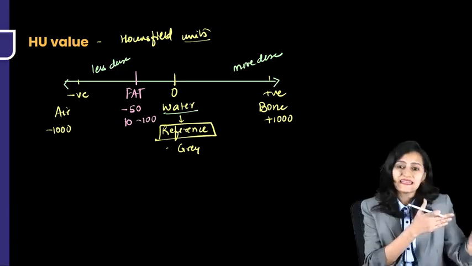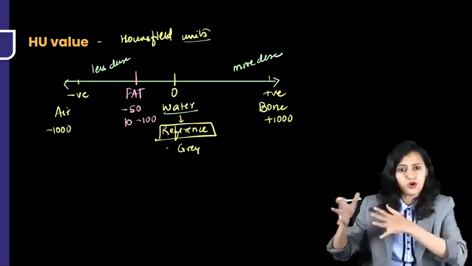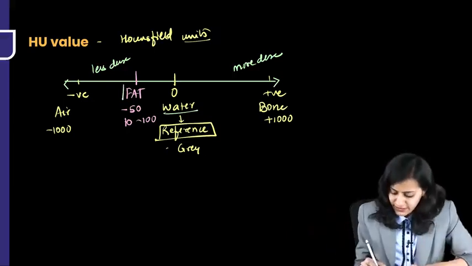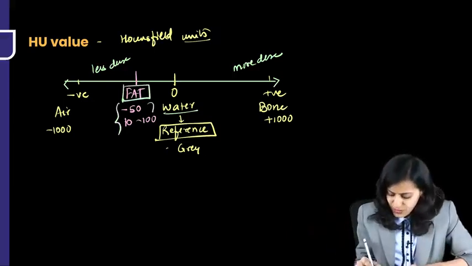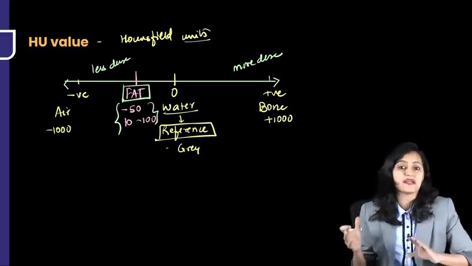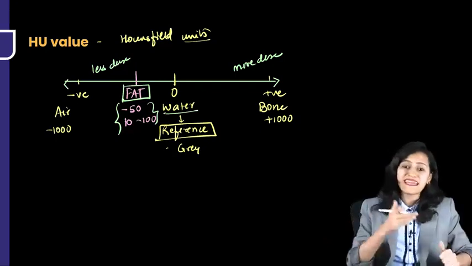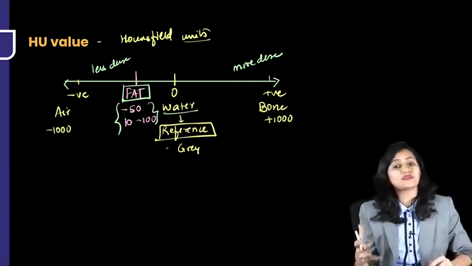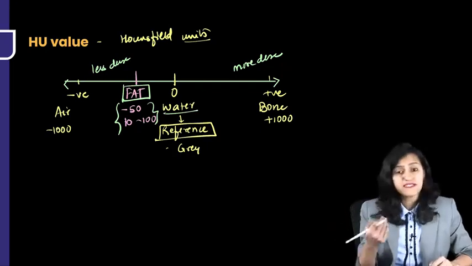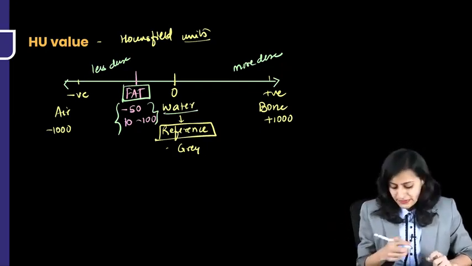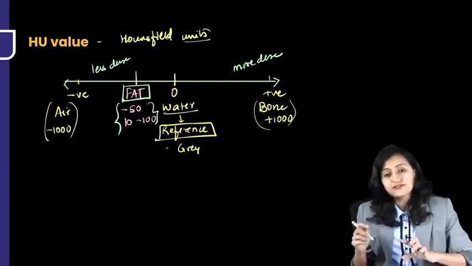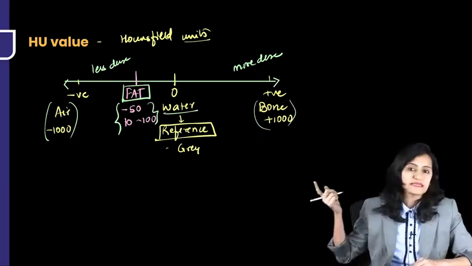So fat and air will have negative HU values. Bone and soft tissue will have positive HU values. Right? So remember that fat has a negative HU value, -50 to -100. Similar to X-ray, it appears dark on CT. So remember that X-ray and CT are basically working on the same principle because both of them are utilizing X-rays. A previously asked FMG exam question: air has a HU value of -1000. Bone has a HU value of +1000.